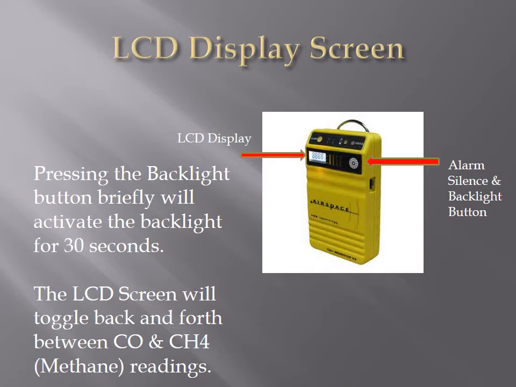The LCD screen is going to toggle back and forth between the terms on the right side of the screen that say CO for carbon monoxide and CH4. And I haven't mentioned this previously, but CH4 is the reading for methane. So when you see the letters CO in the LCD screen, whatever number is there is your reading for carbon monoxide. When it goes into CH4, that is telling you what the methane reading is. And it goes back and forth so you can see both the carbon monoxide and the methane readings.